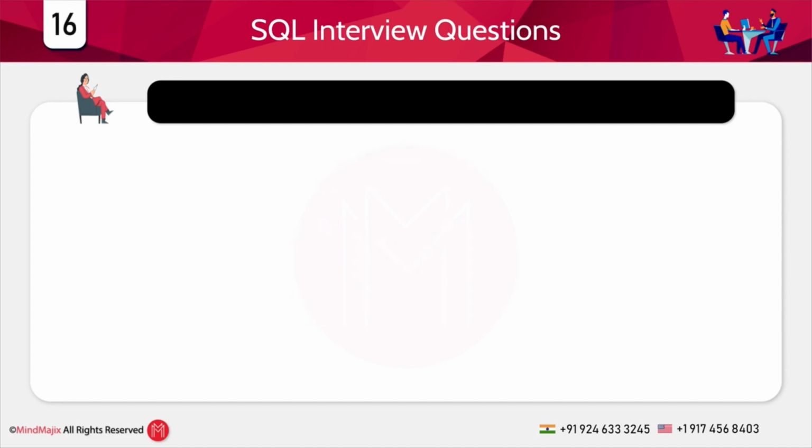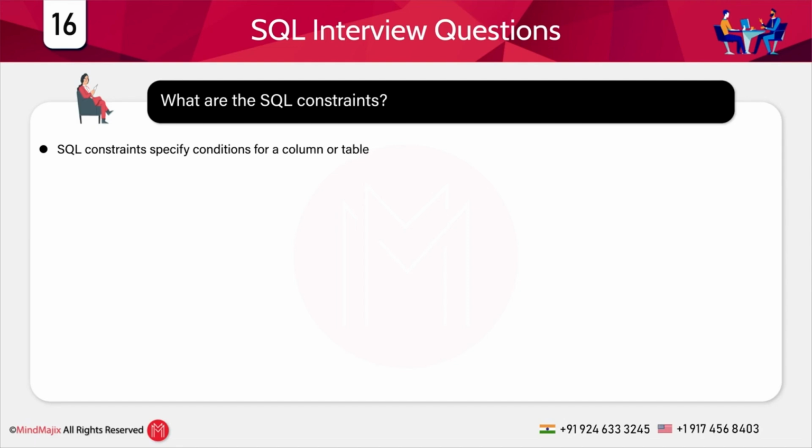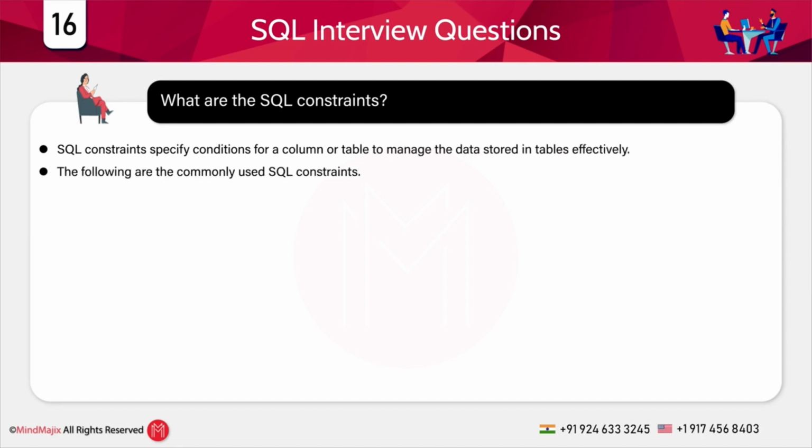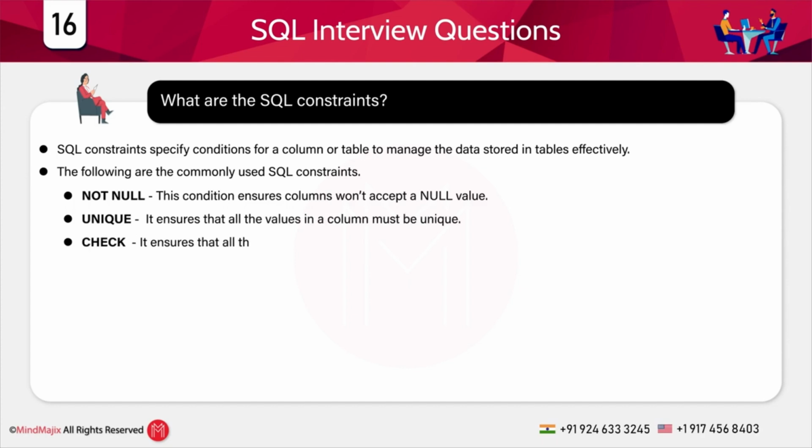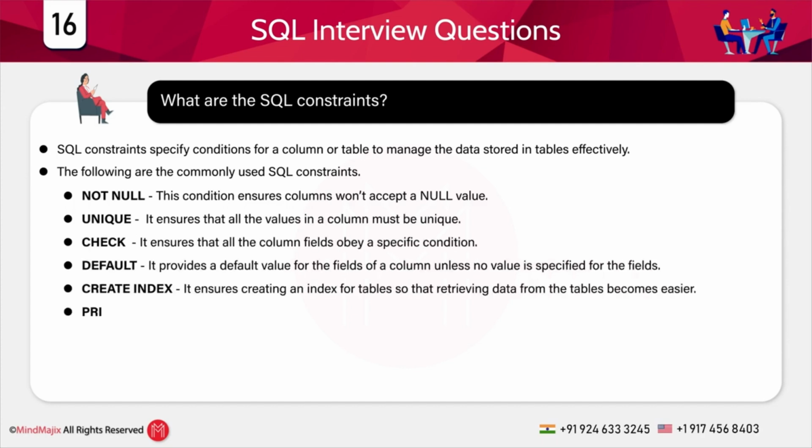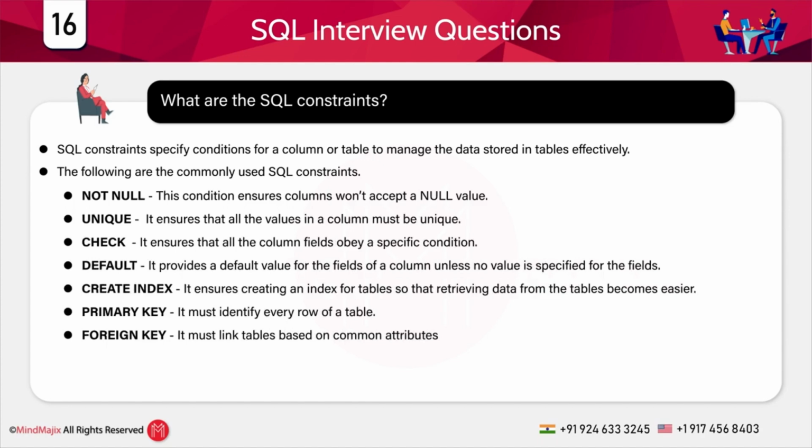The next question is, what are SQL constraints? SQL constraints specify conditions for a column or a table to manage the data stored in the tables effectively. Now if we talk about the types of SQL constraints, there are various constraints such as not null, unique, check, default, create index, primary key, and foreign key.